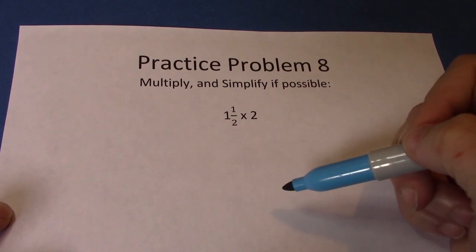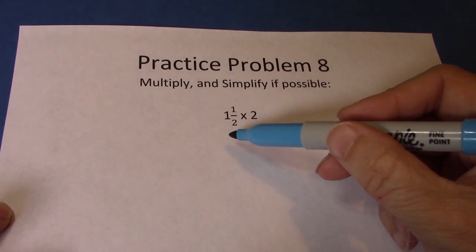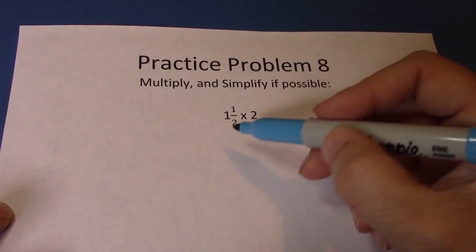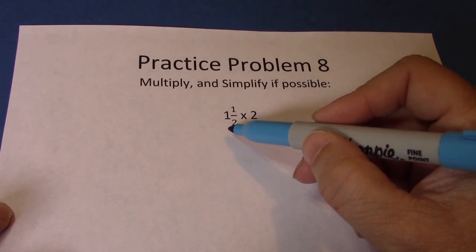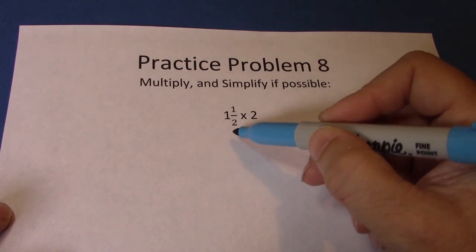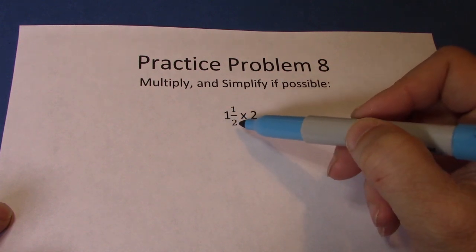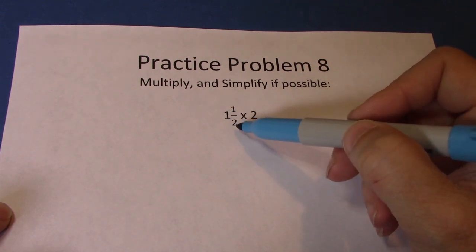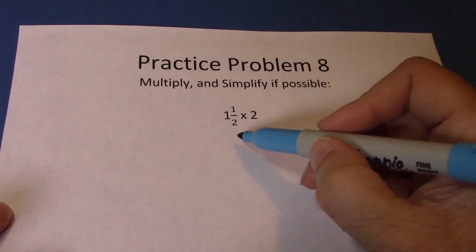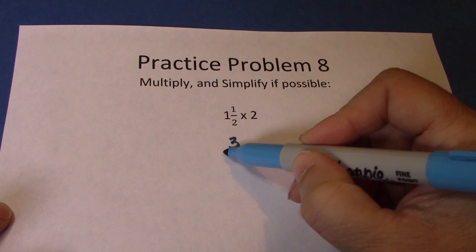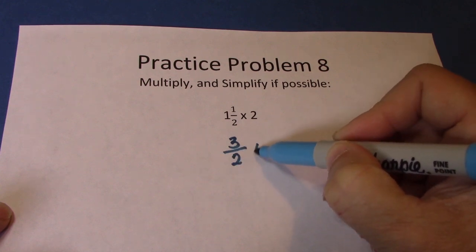Problem 8 is another multiplication problem, and this time we've got a mixed fraction. It'll be easier to start by converting this to an improper fraction. We do that, remember, by multiplying the whole number by the denominator. 1 times 2 is 2, and add that to 1. 2 plus 1 is 3. So that converts to 3/2.